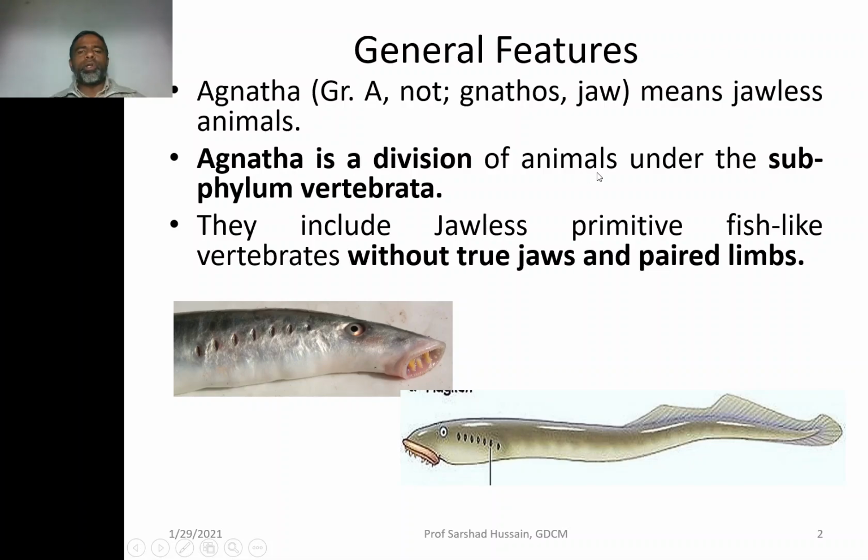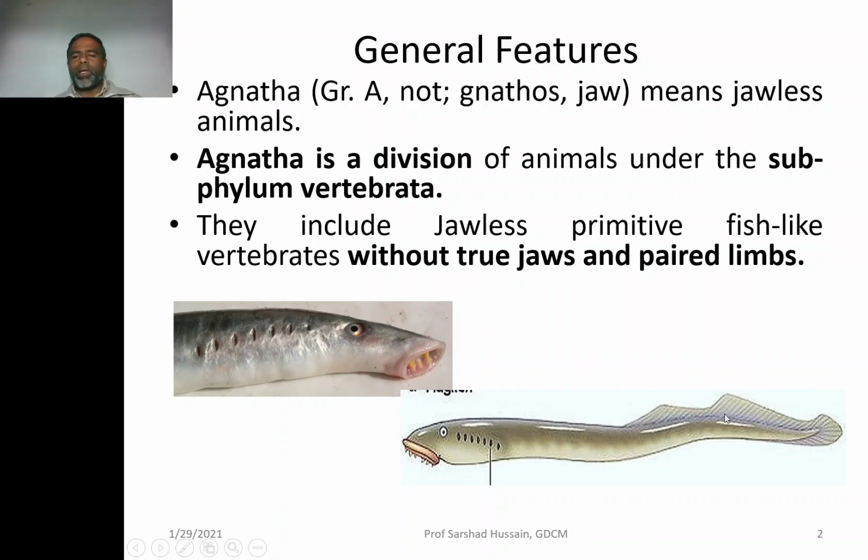Agnatha is a division of animals under the subphylum Vertebrata. We have discussed the protochordates in the previous lectures, and after protochordates you have the subphylum Vertebrata. The first division of the Vertebrata is the Agnatha. They include the jawless, primitive, fish-like vertebrates.